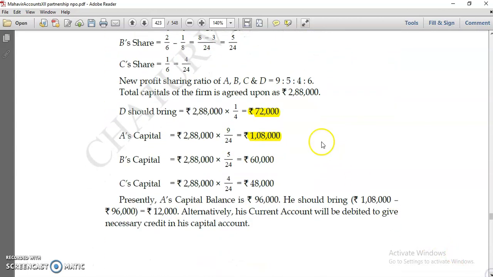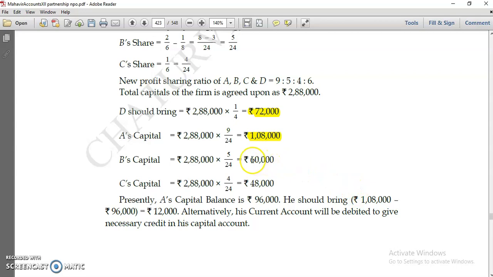Now 1,08,000 is the closing capital of A, and his adjusted capital means already he has given 96,000 rupees to the firm. Now he should bring how much amount? 12,000, because I told you that if the closing amount is higher than your adjusted capital, it means that the partner brings more cash to the firm. This is called deficiency.